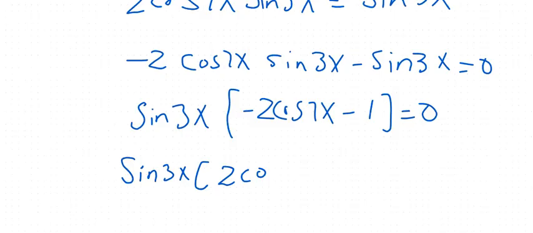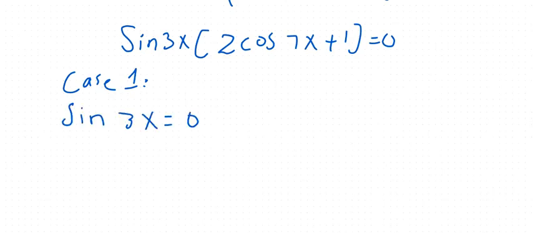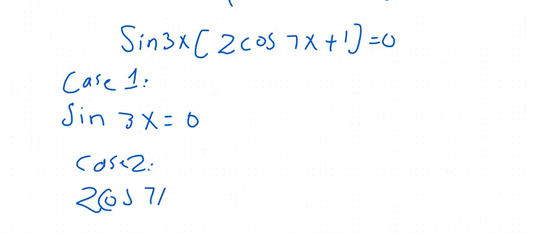All right. So now we apply the zero product principle over here. So we make case 1, which is sine 3x equals 0, and case 2, which is 2 cos 7x plus 1 equals 0, which becomes cos 7x equals minus 1 by 2. All right?